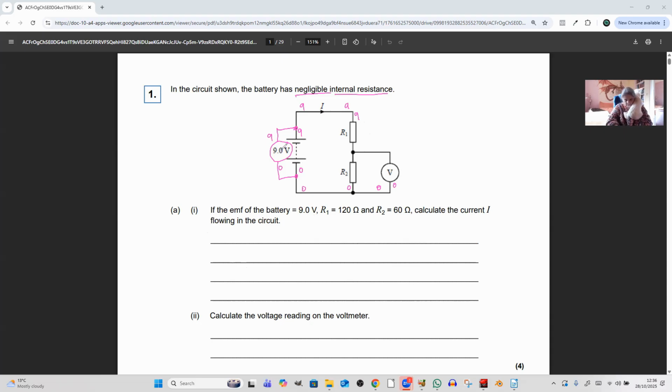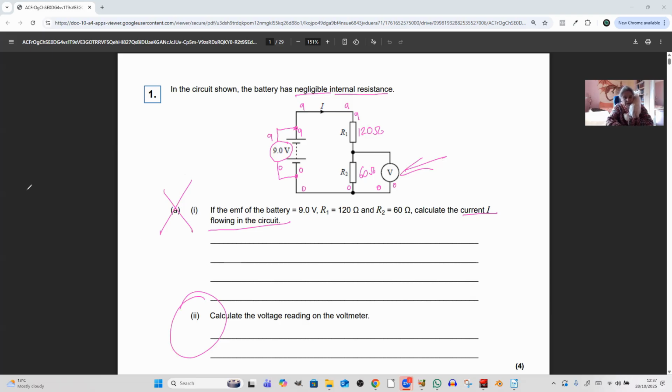Okay, so now, it says if the EMF of the battery is 9, which it is according to there, R1 is 120 ohms and R2 is 60 ohms. The first thing they ask us to do is calculate the current flowing in the circuit. I don't want to do that first because that will encourage you to use V equals IR. I want you to use the potential divider equation. So let's not do part 1 anyway. Let's move straight on to calculate what that voltmeter is going to read.